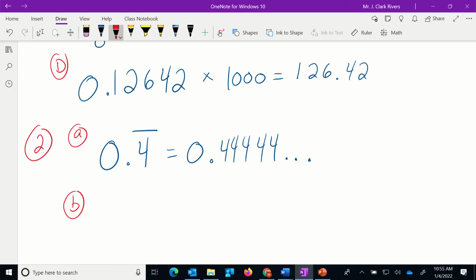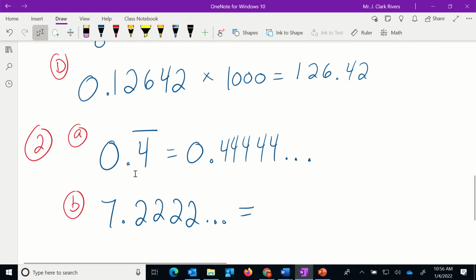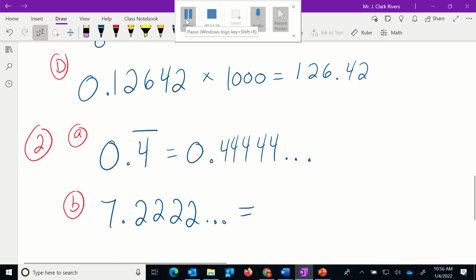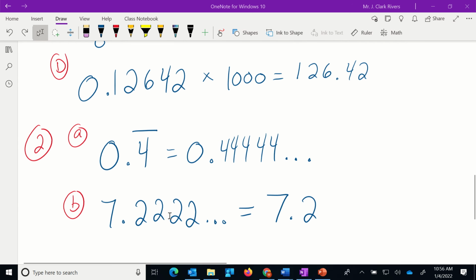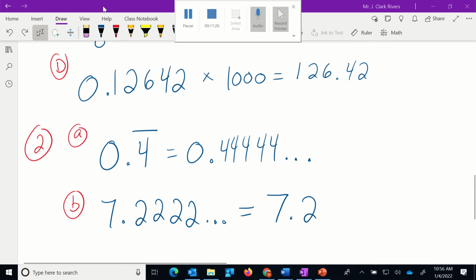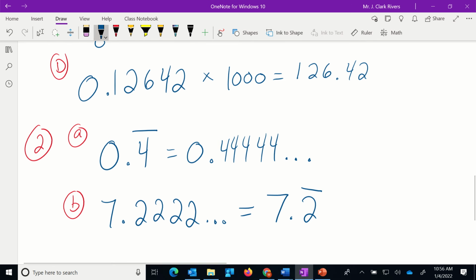Okay? So let's try another one. B, let's say B was 7.2222, and it goes on forever like that. Rewrite that so that you have the repeating decimal symbol in there. So 7.2 repeating, the 2 is repeating, so the bar goes just over the 2. These two are now equal to each other.